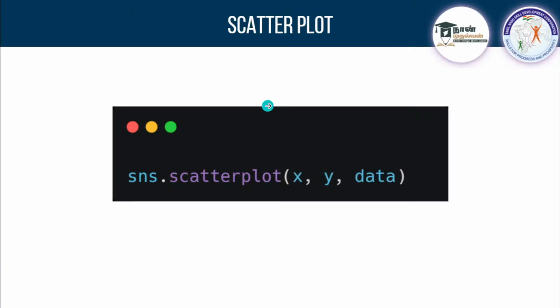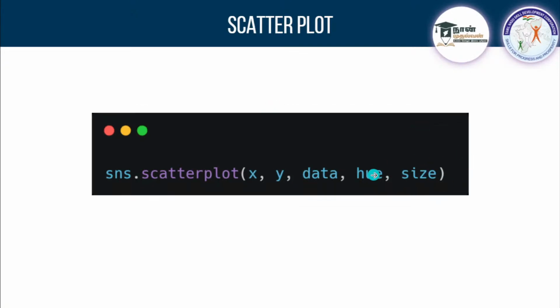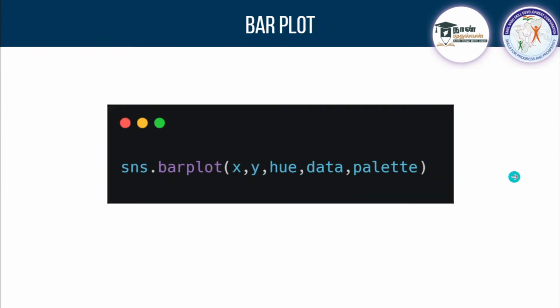So that's the scatter plot from this one. And the next one, you can set the hue and size, we have done it, right? And next will be bar plot. Here also you can go with dot bar plot. In MATPLOTLIB it is dot bar, here it is dot bar plot. And here I am passing X, Y, you can pass hue, data and palette.